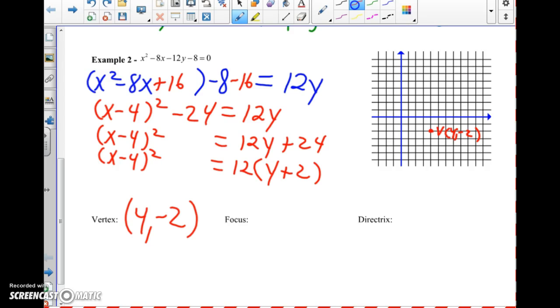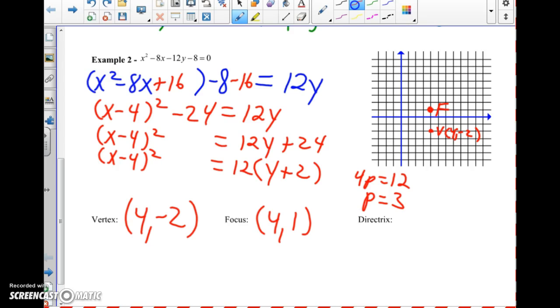Now what does 4p equal? 4p equals 12. So what does p equal? So p is 3. Now you tell me, is it opening up or down? It's opening up. P is positive, and that means you're going up from the vertex. So let's go to the vertex and count how far up. 1, 2, 3. Right there's the focus. What's the focus then? 4, 1. There's your focus.